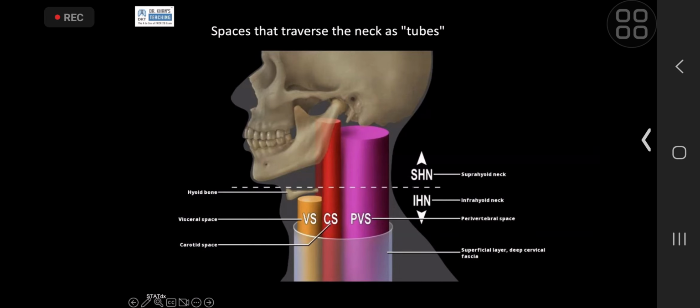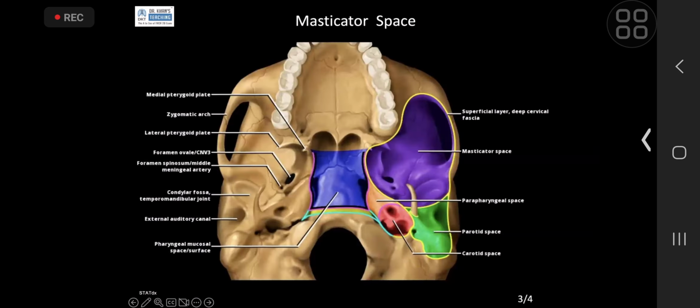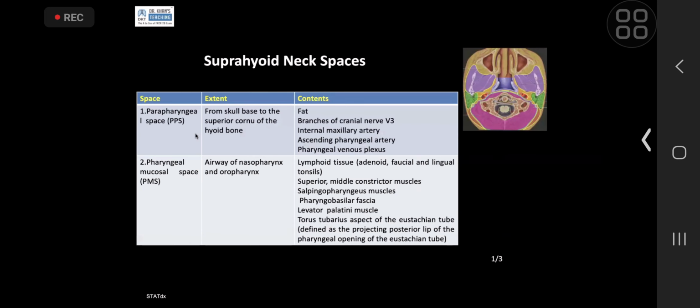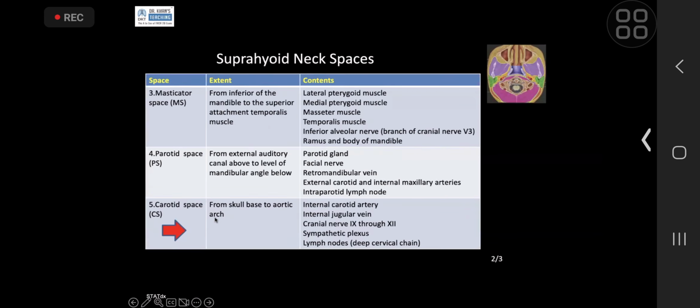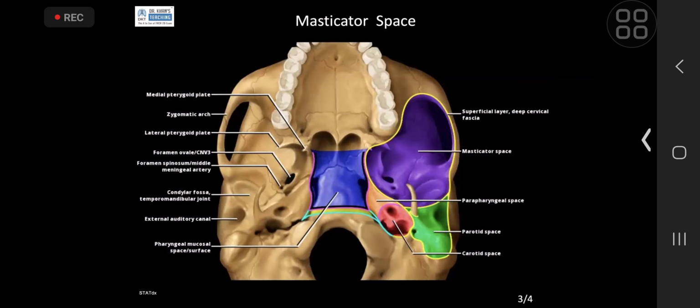One of them is the carotid space. And so the carotid space is important because it goes all the way to the skull. Actually, the carotid space goes from skull base to the superior cornu of the hyoid. So this is the suprahyoid correction I am looking at here. Carotid space from the base of the skull to the aortic arch, from the aortic arch till the base of the skull. So the key thing is that at the base of the skull, it goes and touches the jugular foramen.